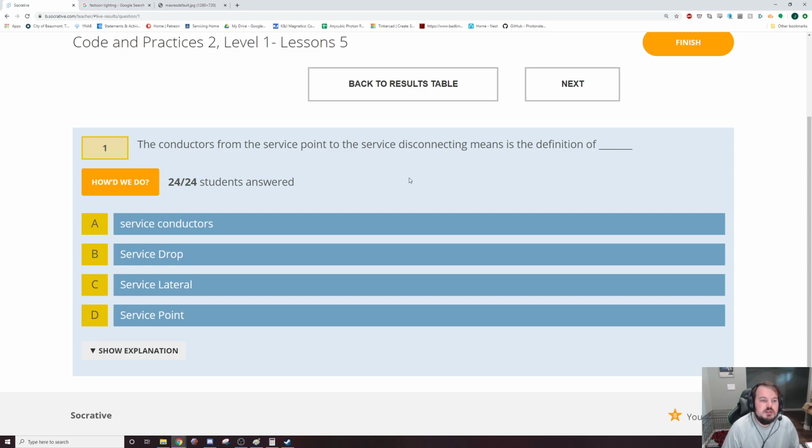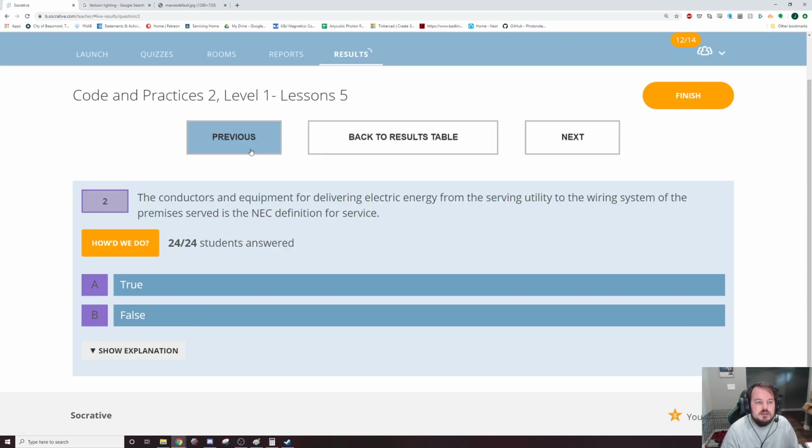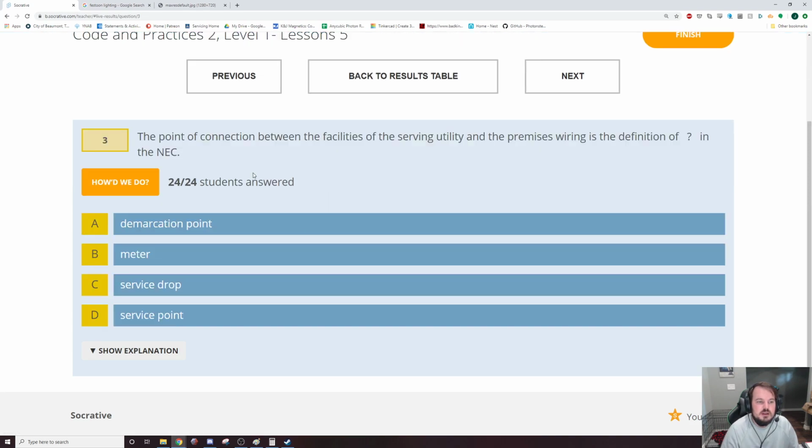Watching this. So, conductors from the service point to the service disconnecting means is the definition of service conductors. This is just straight up a definition from the definitions section of the book, Article 100. So, not that difficult to find. Again, a definition. I'm doing fine on these. Moving right along. The point of connection, this is another definition. You're going to want to look these up. Article 100 should just be pretty straightforward. All right, moving right along.